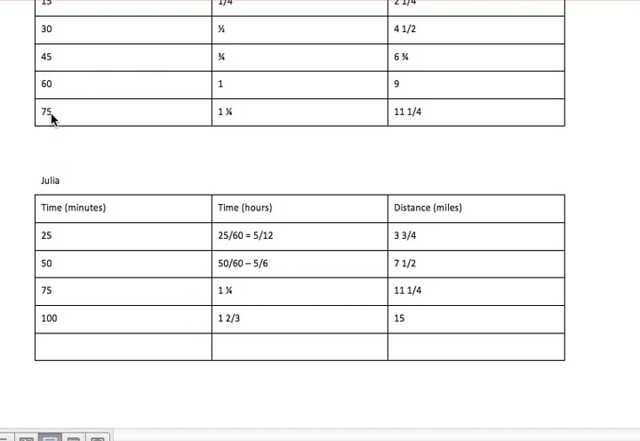We can also see that when we look at the 75-minute mark, both girls have 75 in their table, which is 1 1/4 hours. And if we look over at the distance that they ran, we see that the number is the same, 11 1/4 for Izzy, 11 1/4 for Julia. And so in that way, our table tells us that they have the same rate.